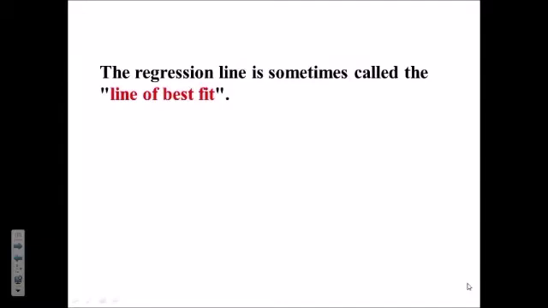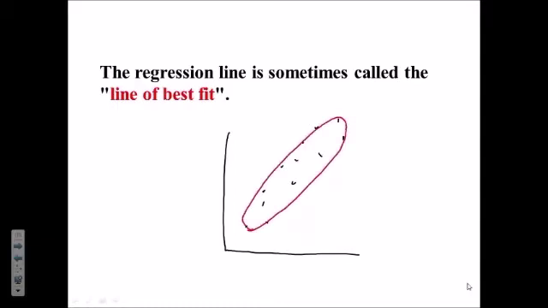A regression line is sometimes called the line of best fit. When we have a scattergram, we look for a straight line that is closest to all these points. Sometimes it's useful to make the oval around the points and draw the major diameter of that oval, and that line is pretty close to the best fit regression line.